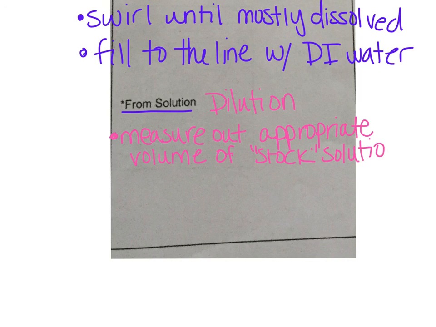If you forget the word stock, by the way, you can always say the more concentrated solution. Okay? Whichever one you're trying to dilute. Put it into a volumetric flask. So there's that volumetric flask business again. Okay? Fill to the line with water.